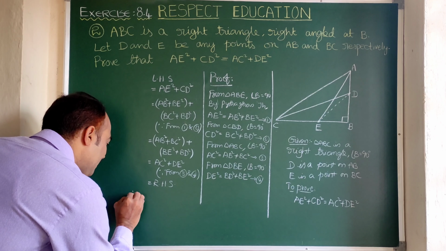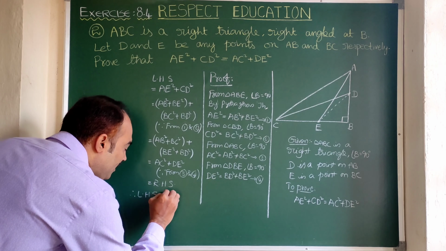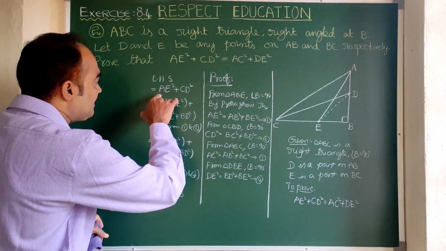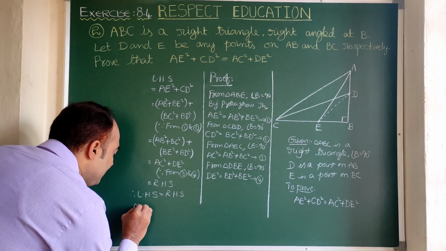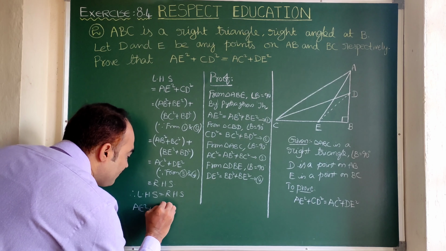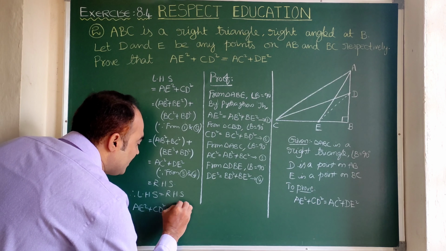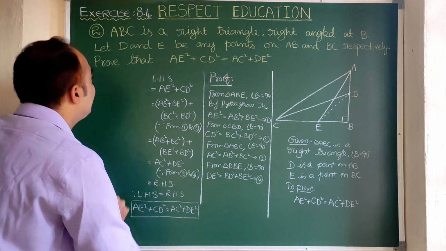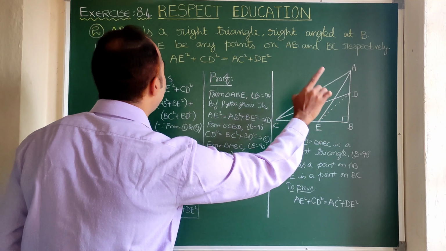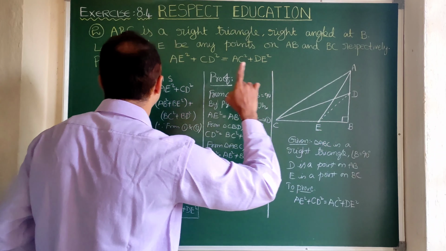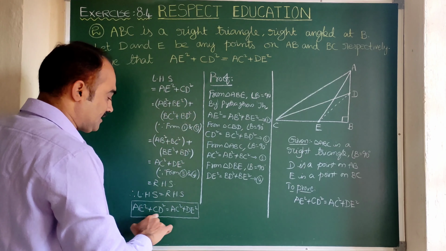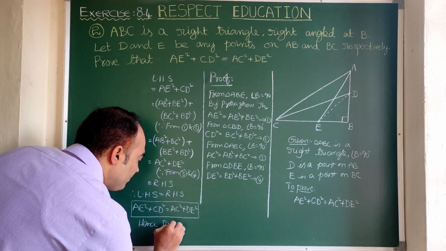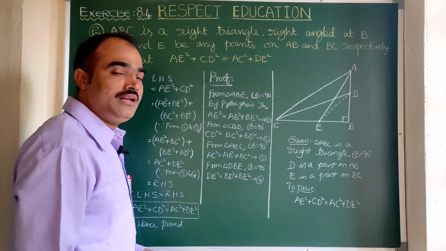So here we can write that when we take LHS we got RHS. LHS equal to RHS. Let us write it a little more carefully and clearly. LHS is AE square plus CD square, which is equal to the RHS we got, AC square plus DE square. Just observe the given question. ABC is a right triangle, right angled at B. D and E are any points on AB and BC respectively. Prove that AE square plus CD square is equal to AC square plus DE square. Here we can write, hence proved. With this, the second problem gets completed.